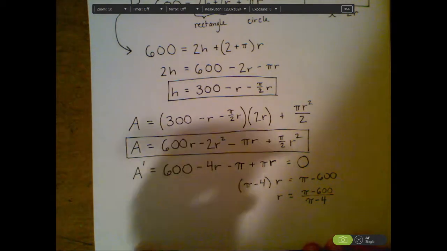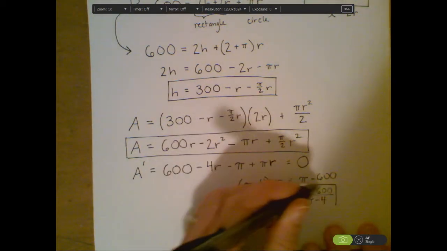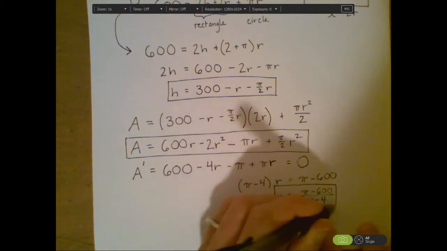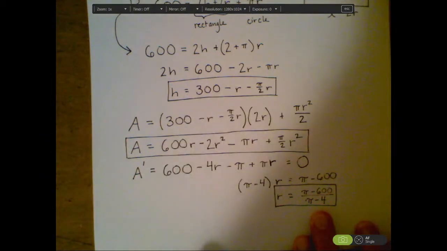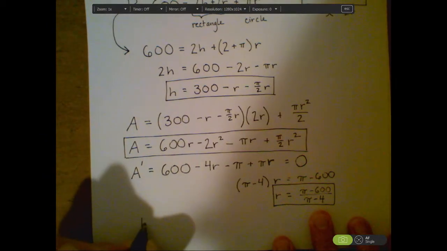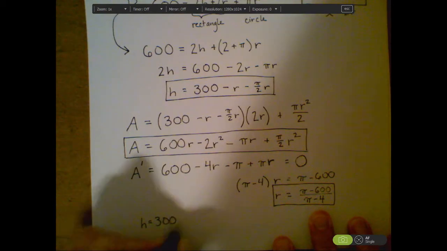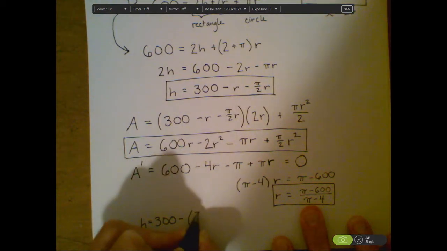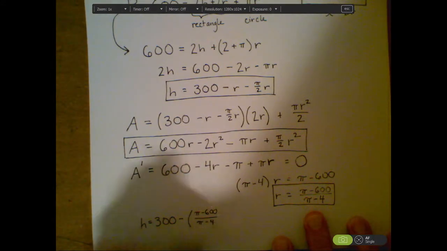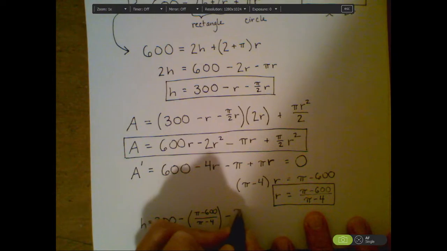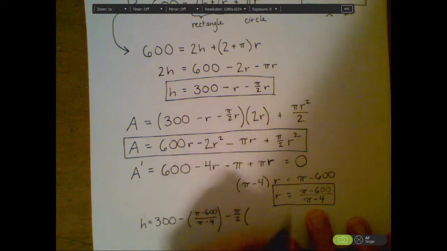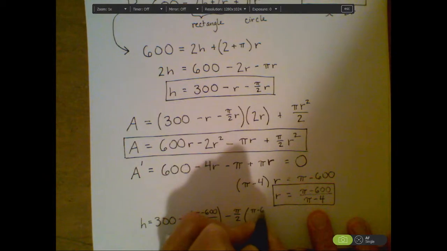Great! So we found what our radius is, and if I wanted to, I could plug that into a calculator, and it would give me some nice number. Now that we know what our r is, we can go back to our h equation, and we can solve for what h is. In this case, h is equal to 300 minus r, and I know what r is. It's pi minus 600 divided by pi minus 4, minus pi over 2 times r, which is pi minus 600 divided by pi minus 4.